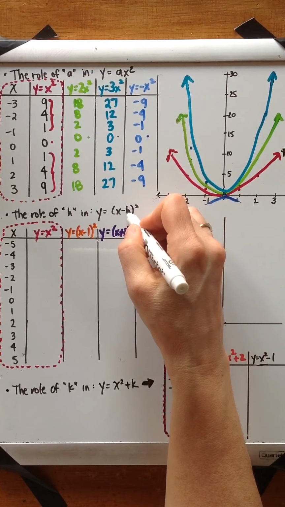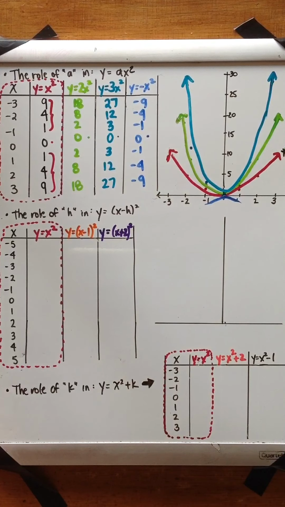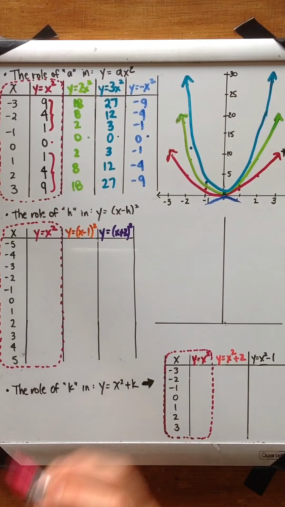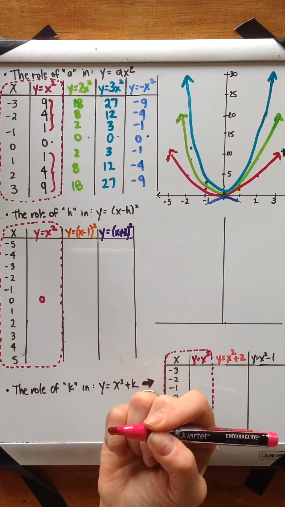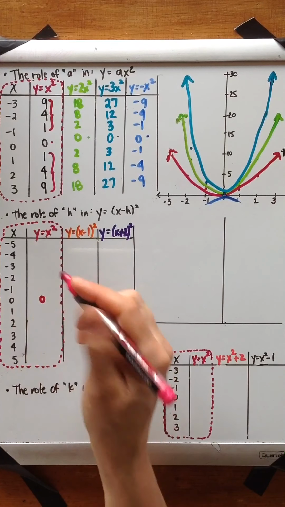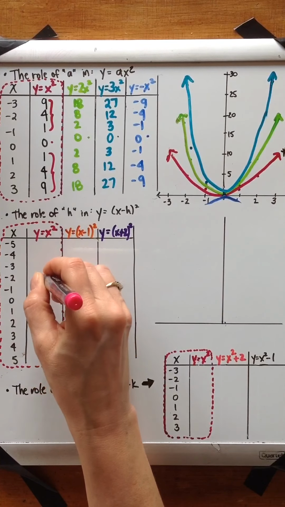What happens if we do something to x before we square it? So what we're going to do is we're going to begin with our y equals x squared friend, and you're going to get really used to drawing this one because you'll see that it has a very predictable pattern.